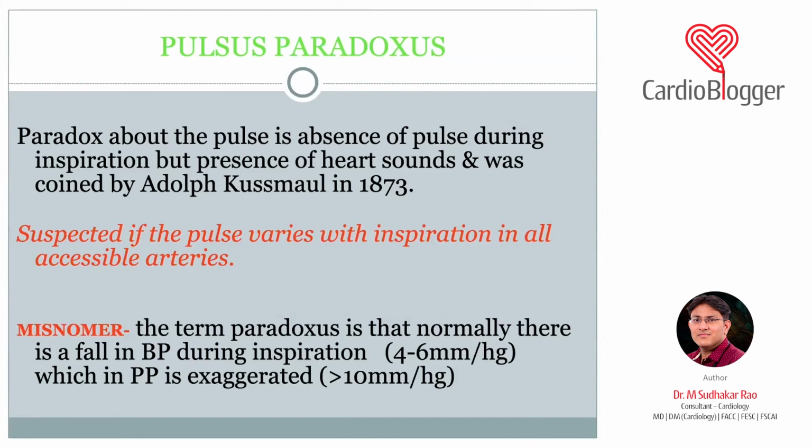Now, why is it a misnomer? The term paradox is used, but normally there is a fall. So what happens on inspiration? There is an increase in the blood on the right side, but there is a decrease in the blood on the left side. The decrease on the left side is because on inspiration, blood is pulled towards the pulmonary vasculature. So much of the blood doesn't go to the LA, and that is why there is an inspiratory fall in systolic blood pressure. Normally the inspiratory fall is around 4 to 6. But if this is aggravated, if you get more than 10 millimeters of mercury drop on inspiration, it is pulsus paradoxus. If the drop is more than 15, it is known as severe pulsus paradoxus.